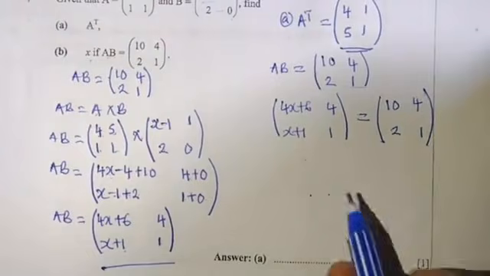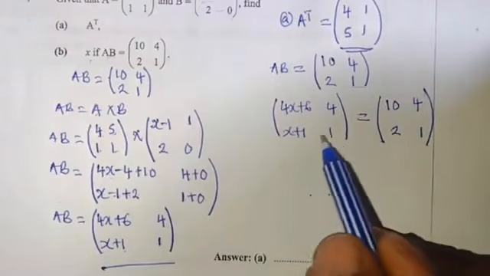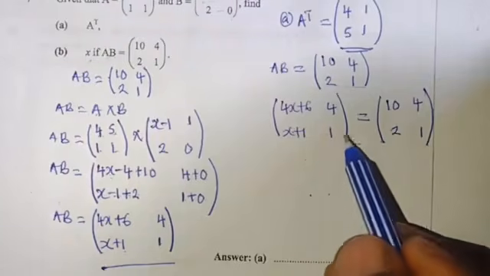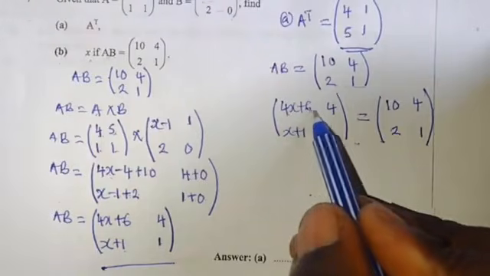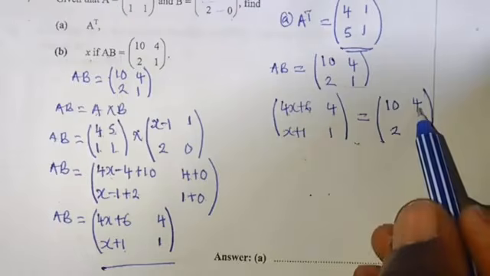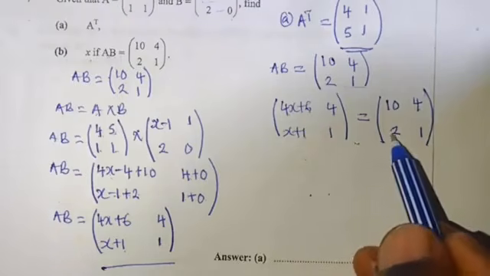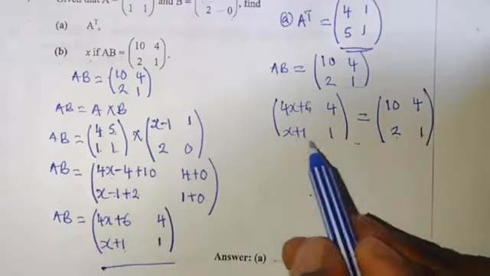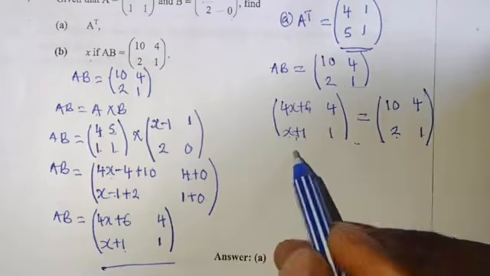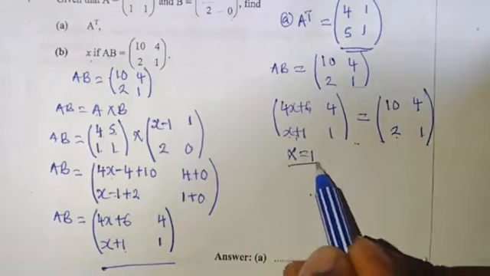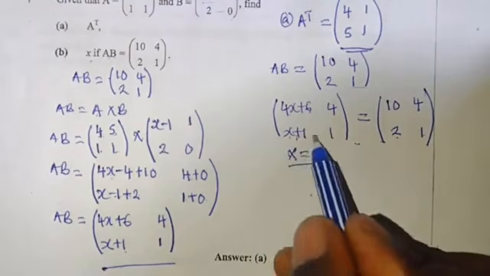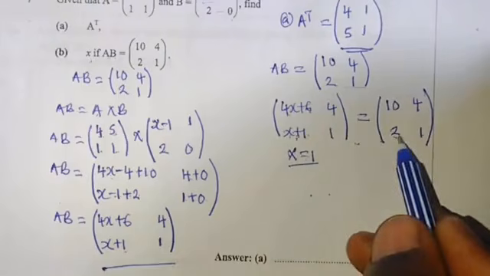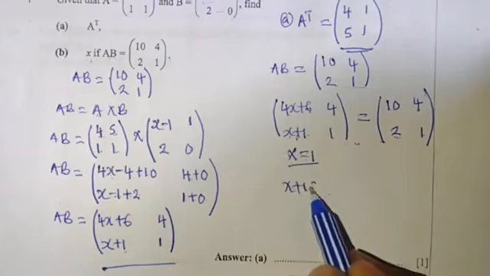Then from there, if this matrix on the left hand side is equal to this, it means that the entries are also equal to each other. So the entry 4x plus 6 is equal to 10, 4 equal to 4, and x plus 1 equal to 2, meaning if there is a 2 here, even here there is a 2, 1, 1. So if here there is a 2 and you have x plus 1, it means that x is equal to 1, such that when you add 1 plus 1, you get a 2. Or you can say x plus 1 equal to this element 2.